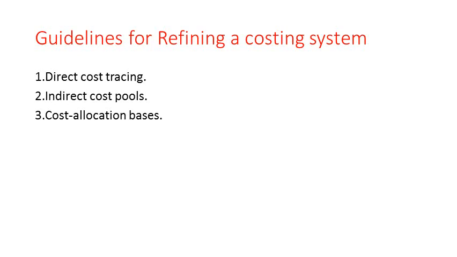Actually, number one, direct cost tracing: identify as many direct costs as is economically feasible. Number two, indirect cost pools: expand the number of indirect cost pools until each pool is more homogeneous. Number three, cost allocation basis: we use the cost driver, the cause of indirect cost, as the cost allocation base for each homogeneous indirect cost pool.